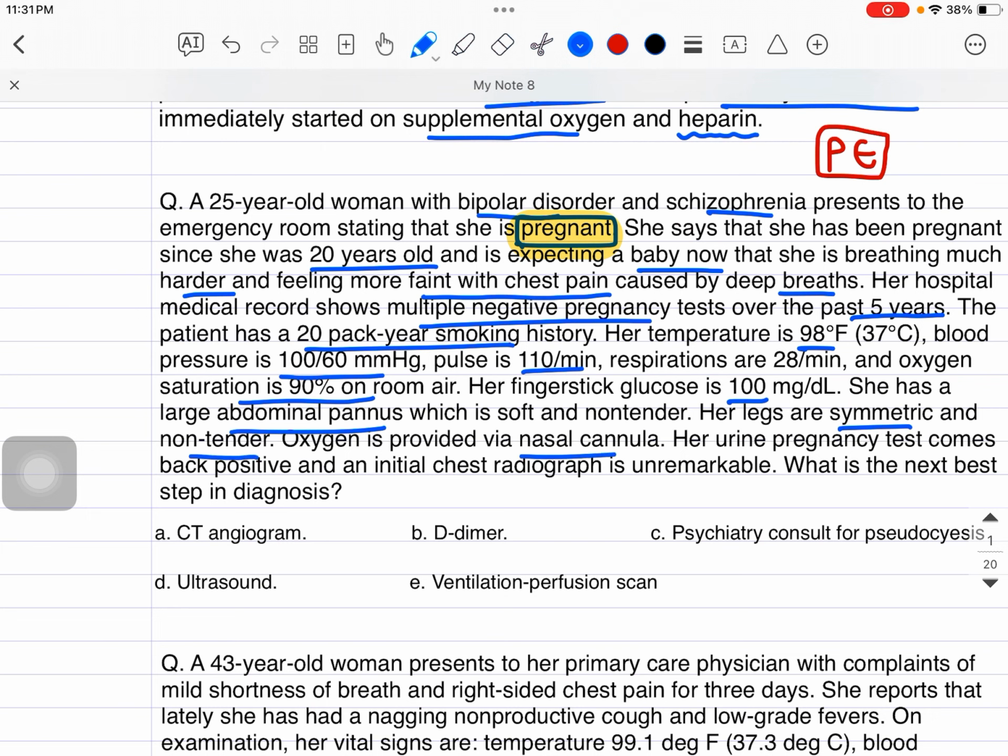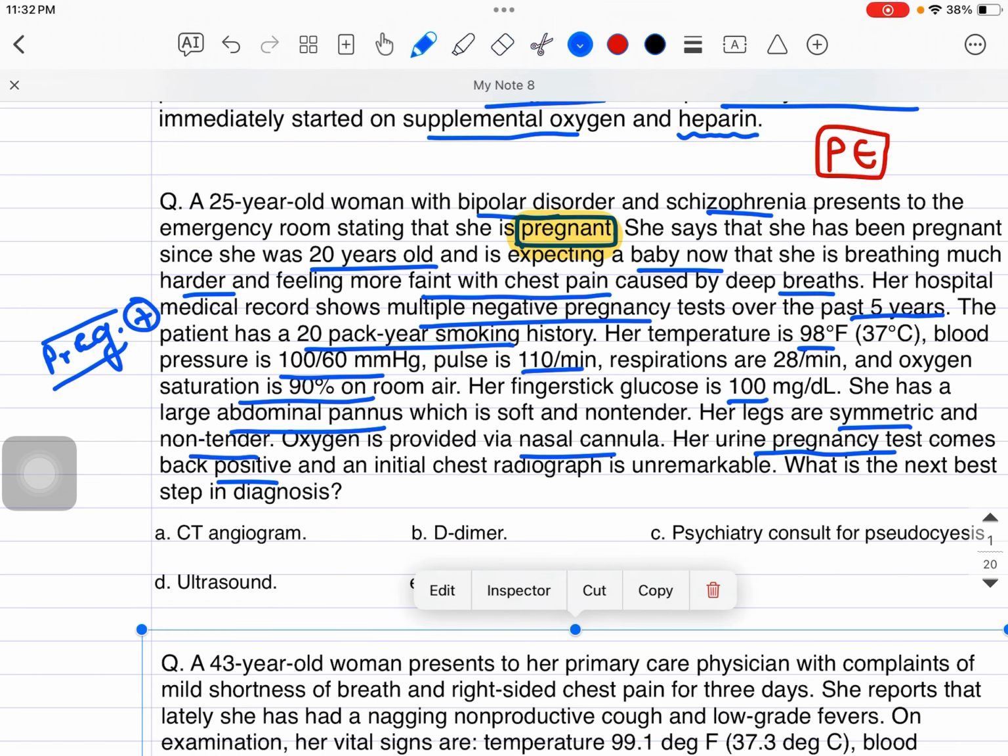Urine pregnancy test comes back positive, which means she is pregnant. So they are confirming that she is pregnant. Okay, so initial chest radiograph is unremarkable. However, you should avoid the chest X-ray in a pregnant lady. What is the next best step in the diagnosis?